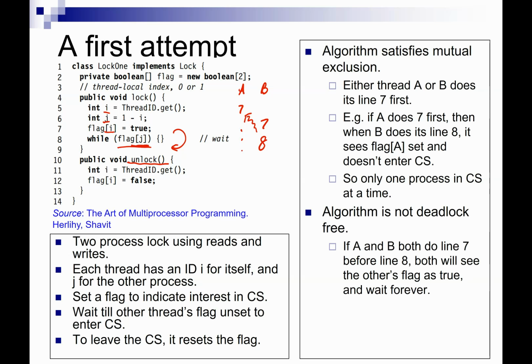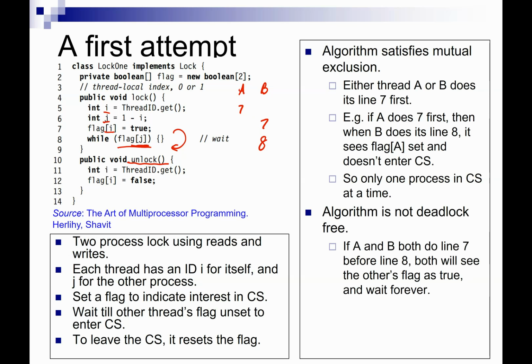However, this algorithm is not going to make progress in certain cases. It's not deadlock free. It's definitely not wait free, but it's not even deadlock free. And the reason is basically if you have two processes that both want to get into the critical section, then they can end up waiting for each other.